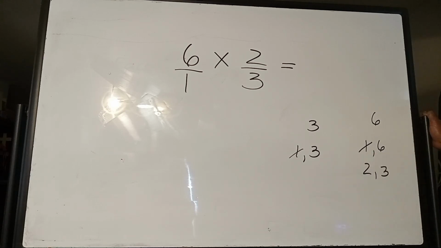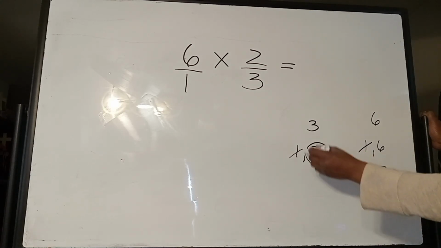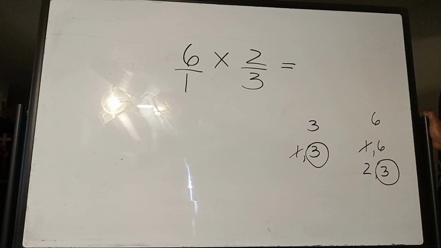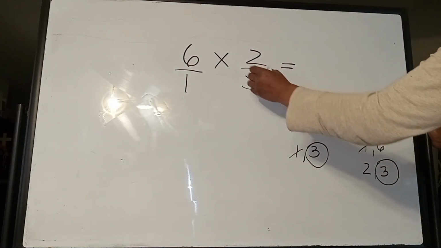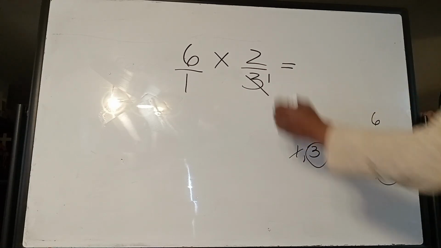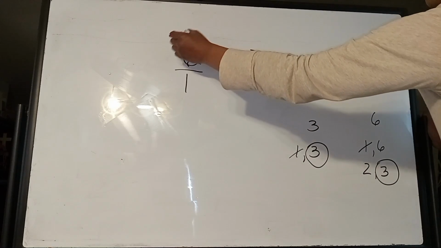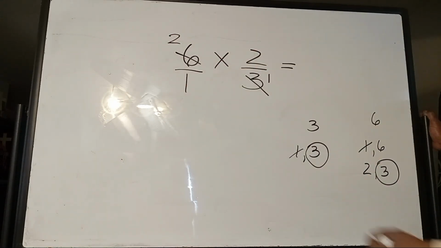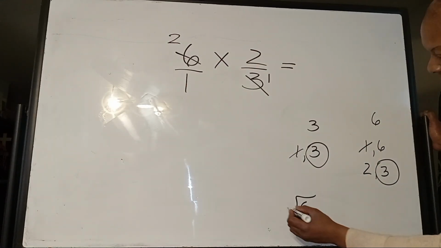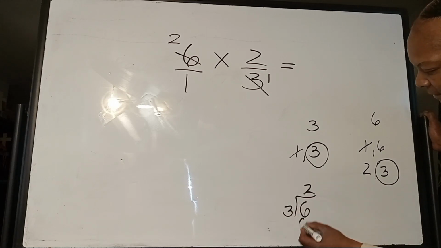They both share 3s. Exactly. They both share a 3. So that means we can divide by 3. So I'm going to divide 3 by 3, and that's going to leave me with 1. And I'm going to divide 6 by 3, and that's going to leave me with 2. And that's the same as just doing 6 divided by 3. That gives you 2 groups. And that's exactly what I just did here.